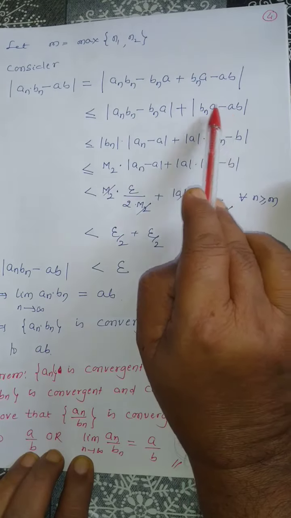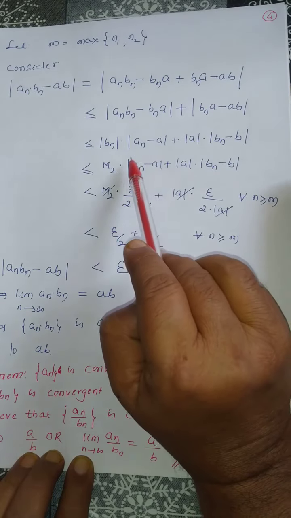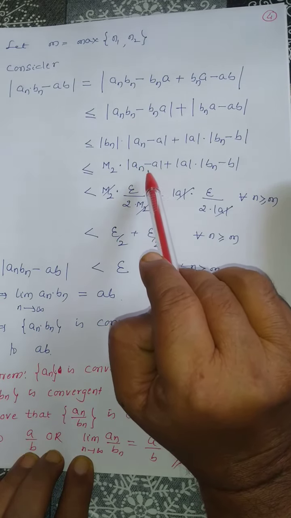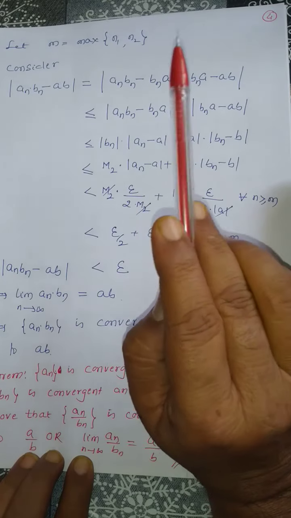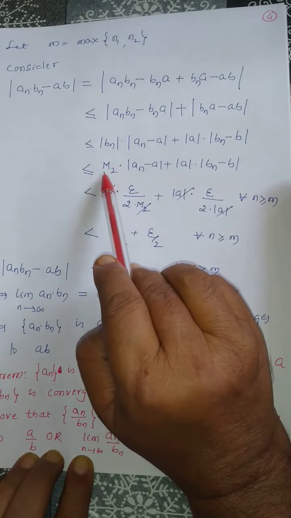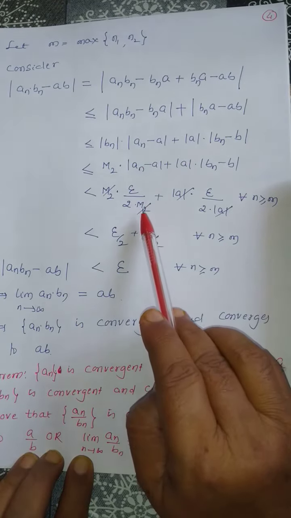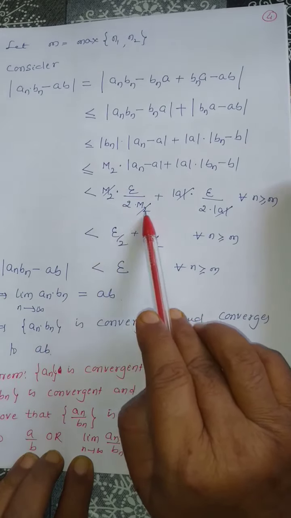So this modulus of b_n, according to the definition of sequence boundedness, every b_n is less than or equal to m2. Therefore I have written m2 here. So this a_n minus a, I have chosen it to be less than epsilon by 2. That is why I have written divide by m2 there, just to cancel this m2, getting only epsilon by 2. So this m2 is chosen there just to cancel this m2.